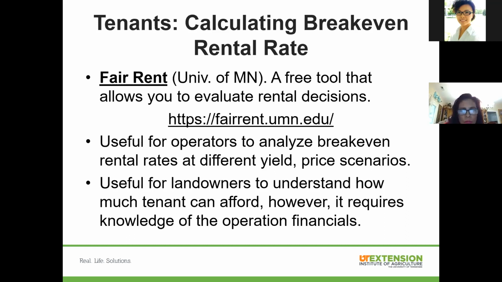This is one of the free tools developed by the University of Minnesota called Fair Rent, and that's the link for this tool. It's a useful tool for the operator to analyze their break-even based on their yield expectations and what price scenarios you work into that calculation, and then it will give you different scenarios that you can look at. It's also used for landowners to understand how much they can afford. However, this tool requires really good knowledge of the operation financials. So if you don't know how much they're spending on fertilizer per year, or what the yield or price looks like, this might be too complicated a tool for you to utilize because it does require detailed information like that.